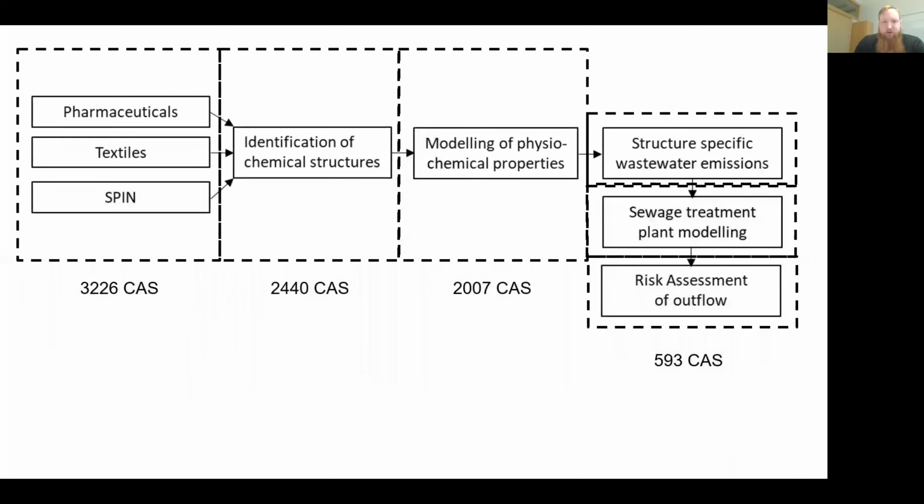And this means that if we look at our little overview here, we started off with 3,226 CAS-numbers. We could find a structure for 2,440 of them, which then boiled down to 2,007 CAS-numbers in total, which we could do the whole modeling step for. And we ended up with approximately exactly 593 CAS-numbers for which we can do the risk assessment of the outflow, which is then, again, approximately just 1/6 of the compounds that we started off with.